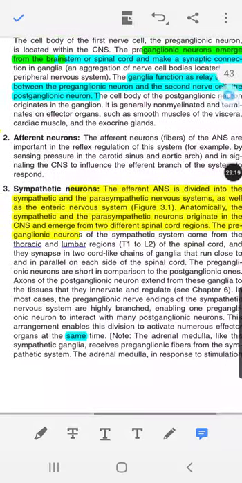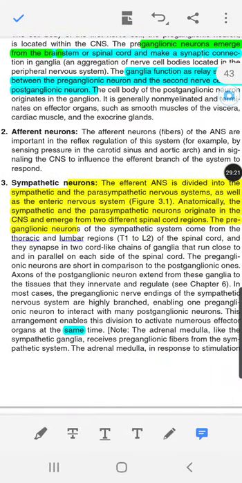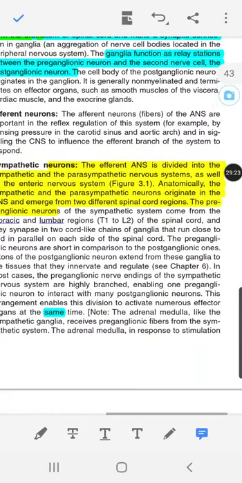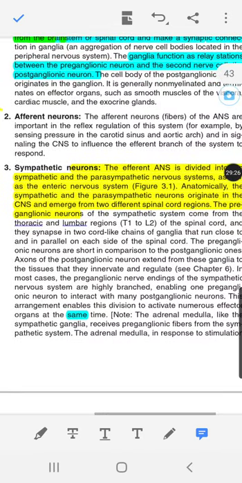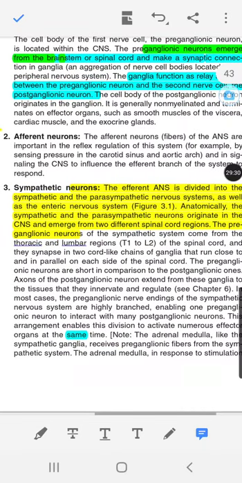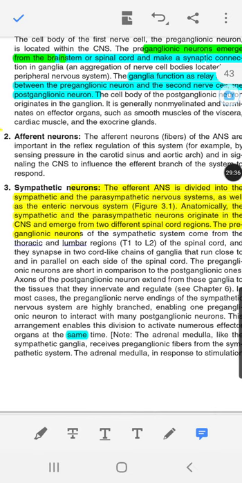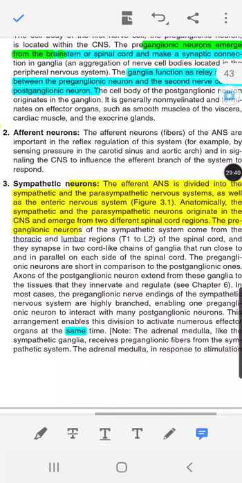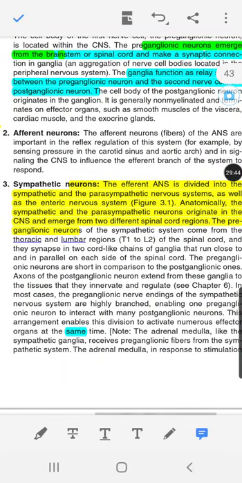The next one is the sympathetic nervous system. The efferent ANS is divided into the sympathetic and parasympathetic. Now we are discussing the efferent one, which sends signals from the brain to the periphery, and consists of two types, sympathetic and parasympathetic, as well as the enteric system. And the enteric nervous system is also included in this.